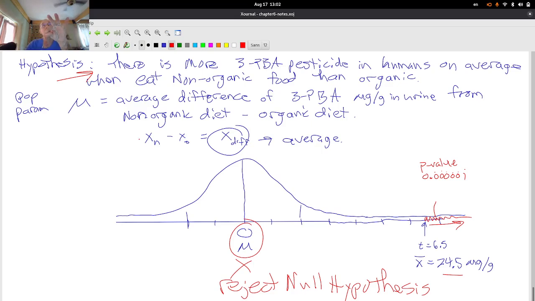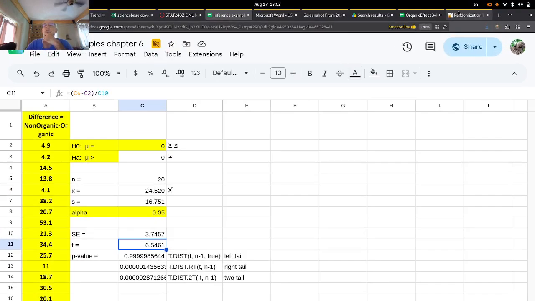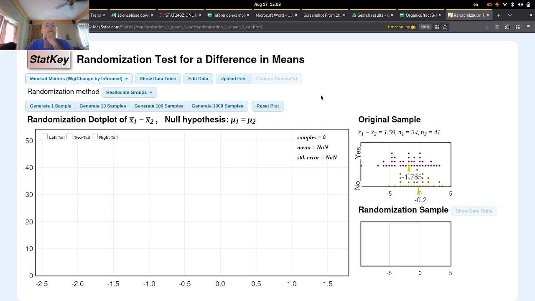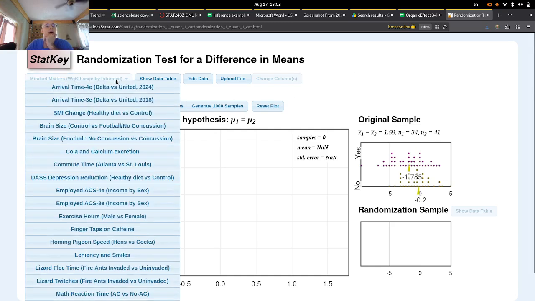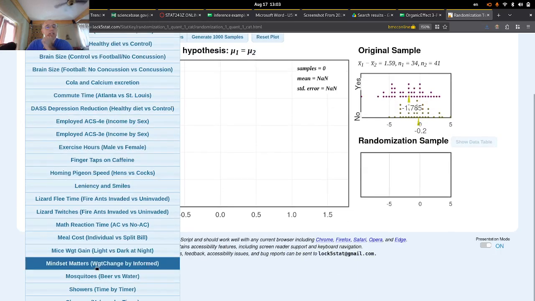Next, I'm going to compare this to when we can't subtract ahead of time and we have to treat these as two different averages. So this is what's coming up in the last part of chapter 6. I'm going to jump over to StatKey to grab some data, and I'm going to consider the mindset matters data. And so here I have weight change.